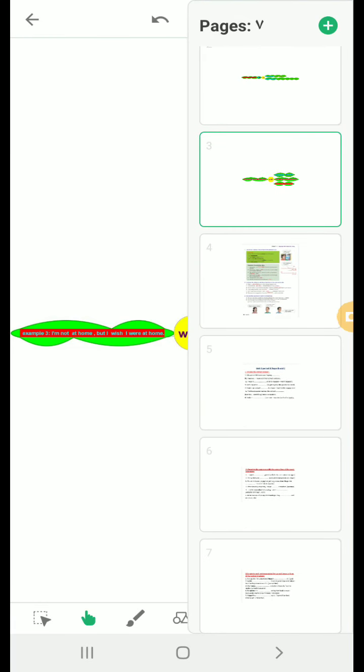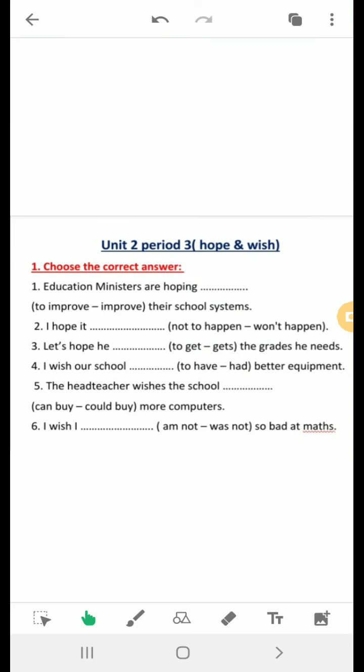Now let's answer these exercises. Exercise number 1, choose the correct answer. Education ministers are hoping to improve their school systems. Here, we use hope, and after hope there is no subject, so we use to plus infinitive, so the answer is to improve.